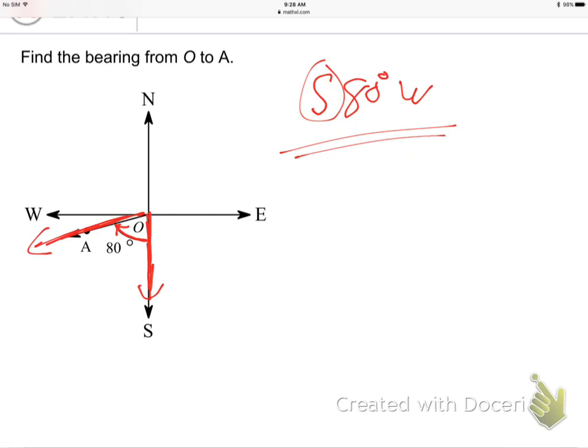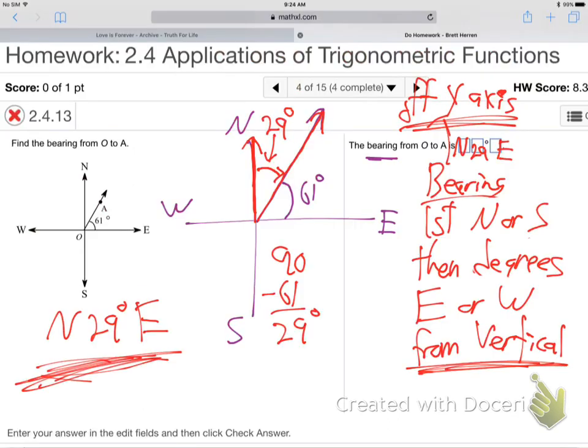How come for the north one you have to subtract it from 90? Yeah, good question. This one we just did 80, but we didn't subtract from 90 this time. Yeah, because if you look back on that one, the 61 they gave us was off the horizontal. See that? And these are always off the vertical. It's always off the y-axis. So here's the y.